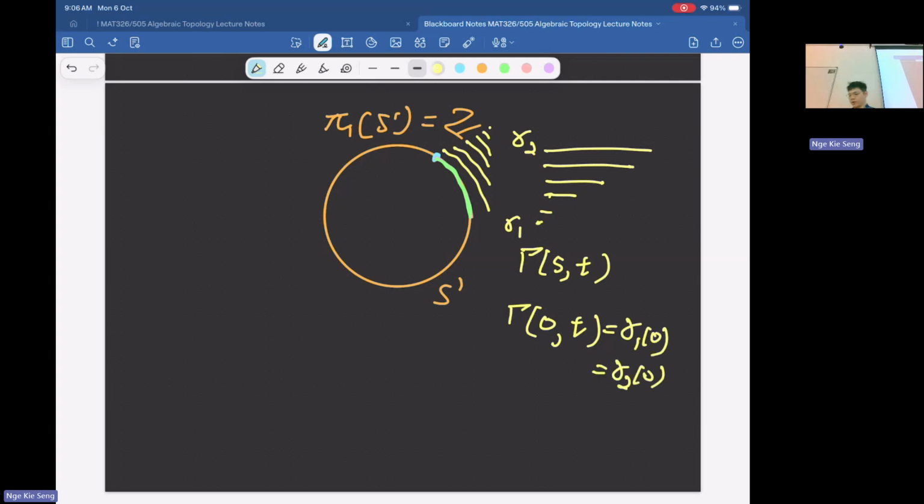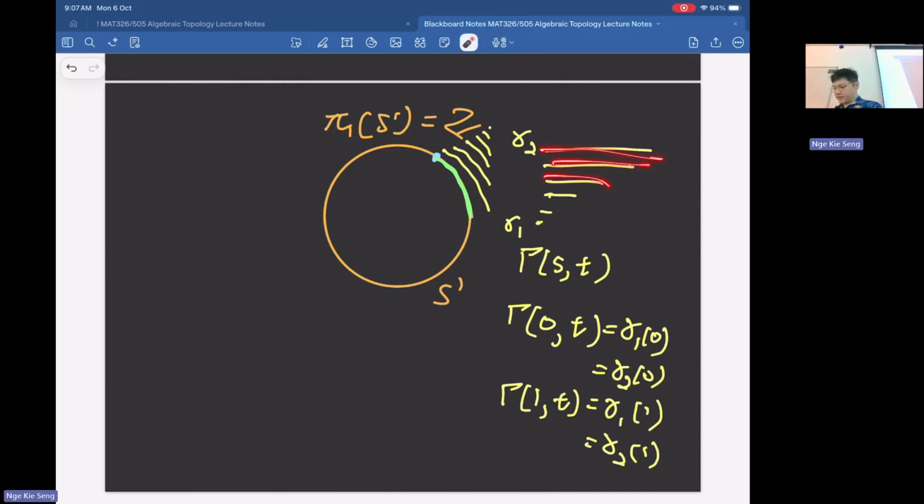So meaning the homotopy, right? How about the other endpoint? The other endpoint is the same. So this homotopy is a family of paths with the same endpoint. Correct? So if you draw like this, you see the endpoint keeps changing. So you cannot have this kind of homotopy, but there's a way to remedy this.